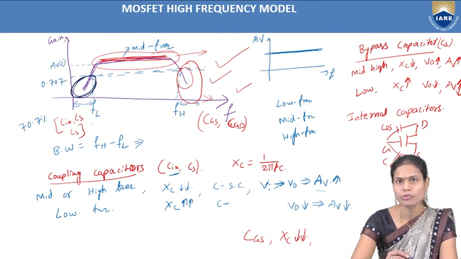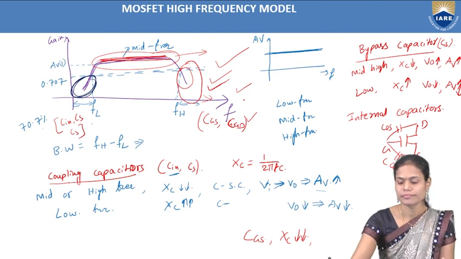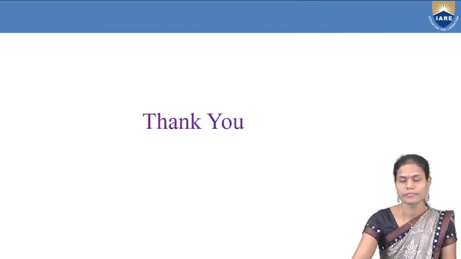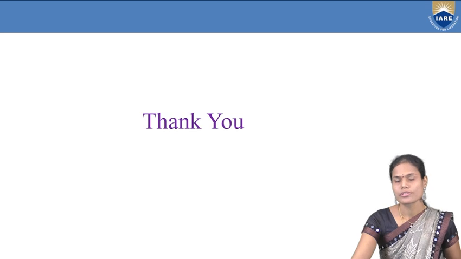Here we are discussing the high frequency response of the MOSFET. In that case, the gain is reduced. In the high frequency response of the MOSFET, the gain is reducing due to the gate to source capacitor as well as the gate to drain capacitor here. So this is the session related to the high frequency equivalent circuit and its frequency response in the case of MOSFET.